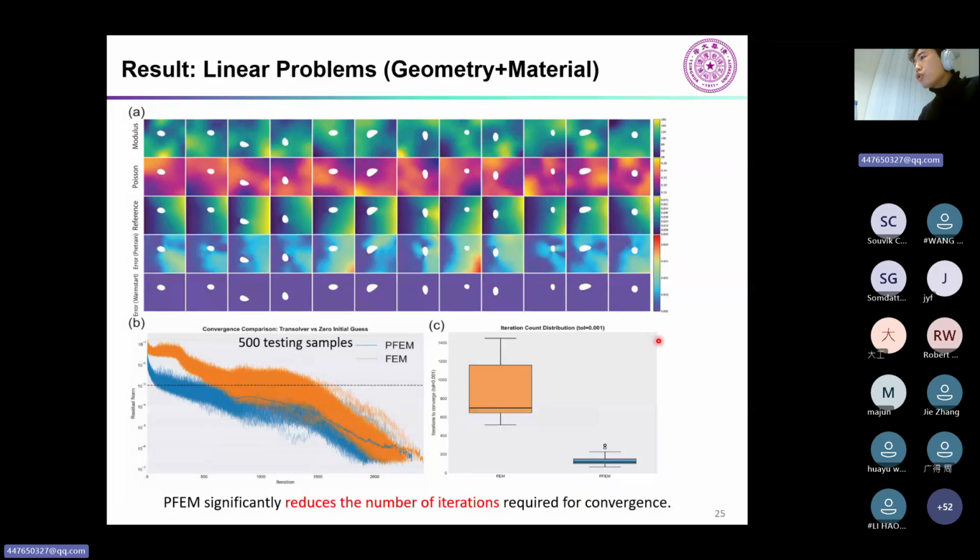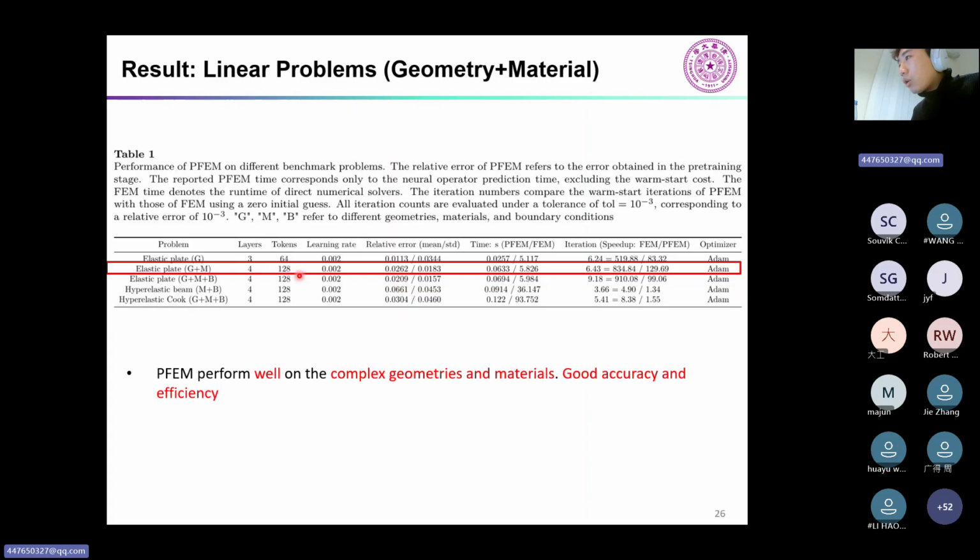And this picture also shows the one-star stage. It shows the same conclusion: it will decrease the iterative number a lot. Okay, this table is also quantitative. You can see the relative error is about 2%, and the time is very, very small compared to the traditional method.